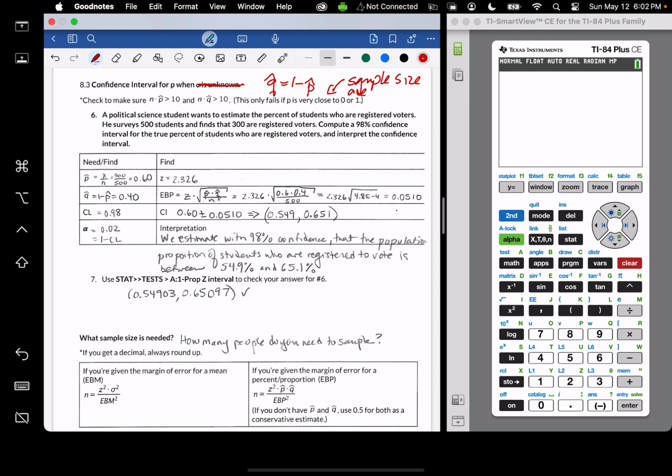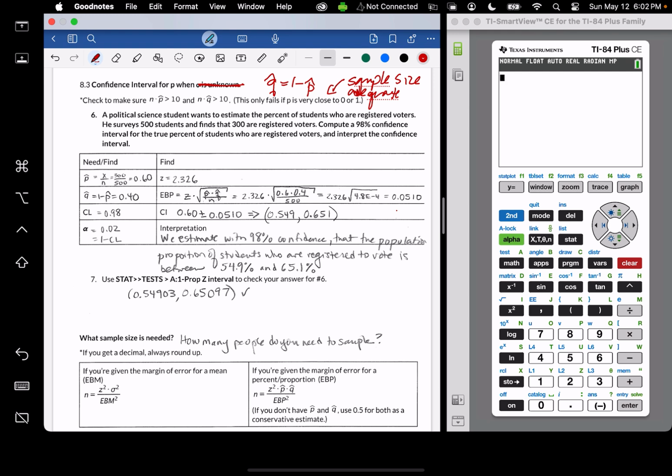And this is only going to fail in cases where our results are getting really low percentages. So if you're talking about a situation where only 1 or 2% of people are going to say yes, then you're going to have a much larger sample to study. So we'll check to make sure that that condition is met for this problem.